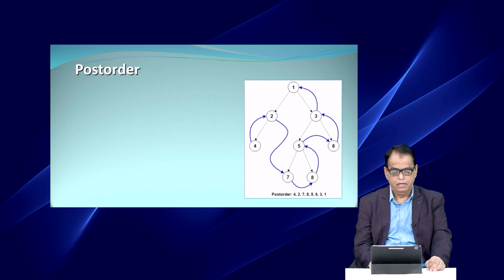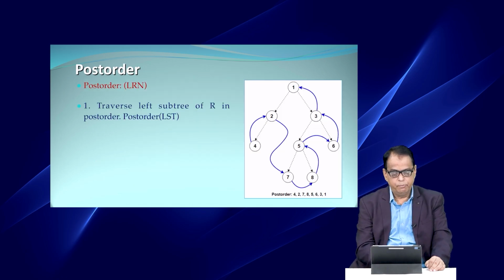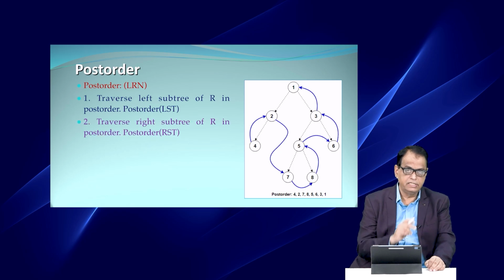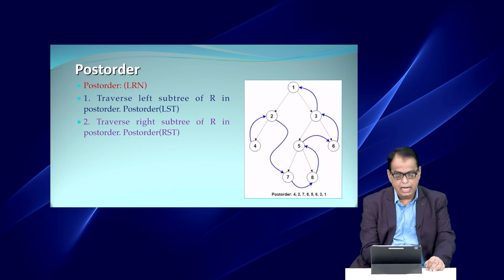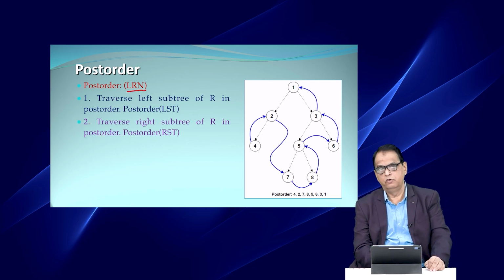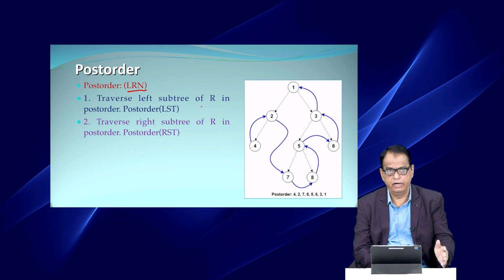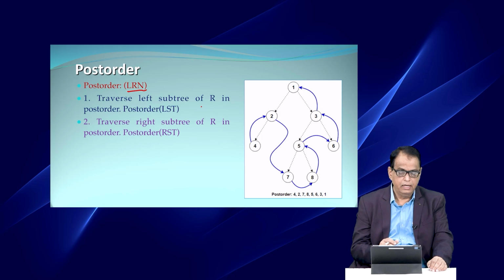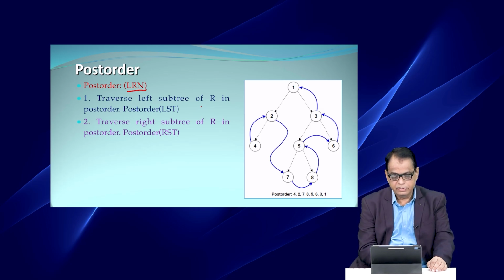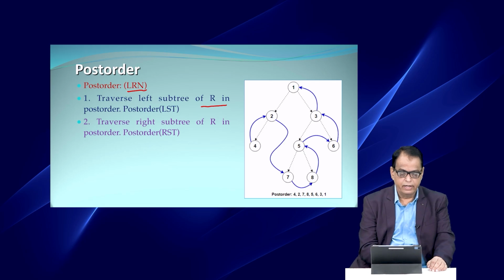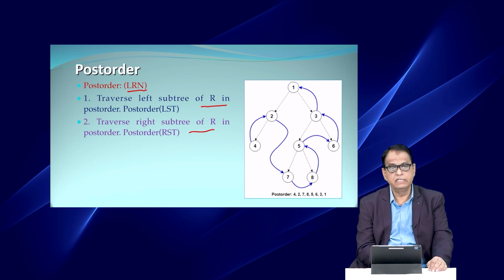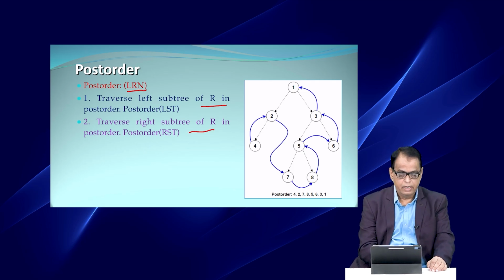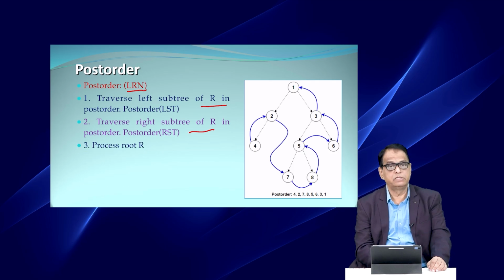The third access is being called as a post order access, and in the post order access you will find that the sequence that we follow is L, R and N. So, first of all we will visit the left subtree of a tree, then we will visit the right subtree of a tree, and then finally we will visit the root. So, we will traverse the left subtree of R in the post order, then we will traverse the right subtree of R in the post order, and then finally we will process the root R.